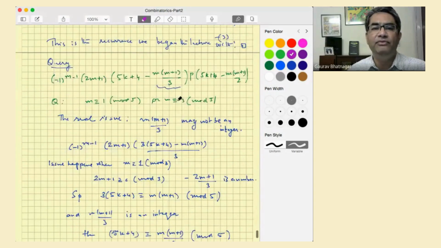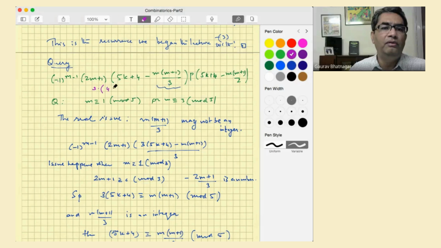But anyway, now if we just look at it again, and I'm going to do it in this color, I look at both these terms together. For m congruent to 1 mod 5, this is 3 times 4 minus 1 into 2 over 3 mod 5. So now you can think of 3 multiplying through, and you'll get 12 minus 2, and you get 0 mod 5.